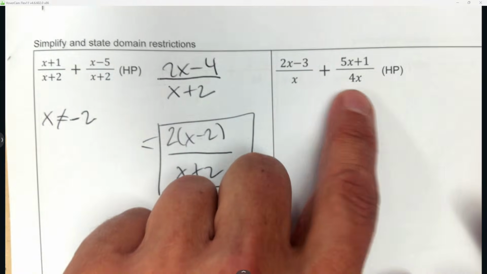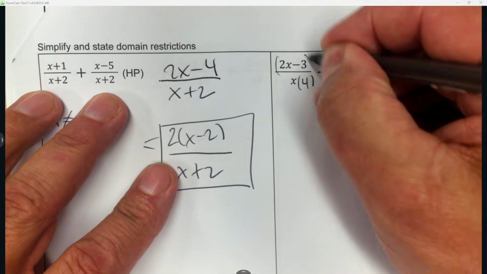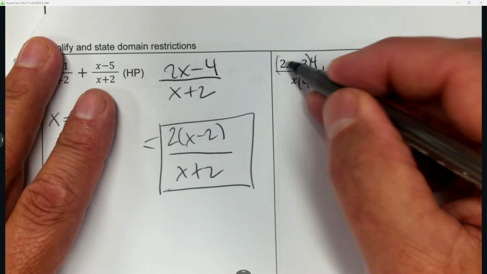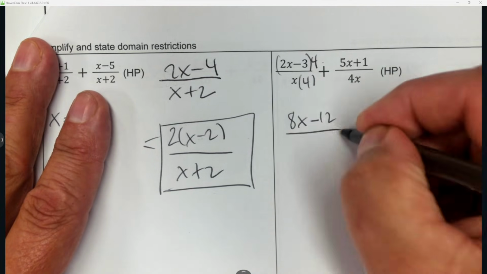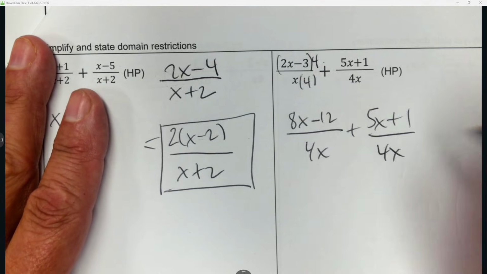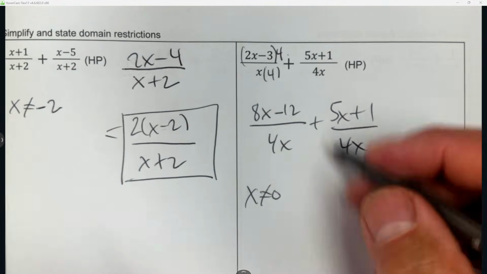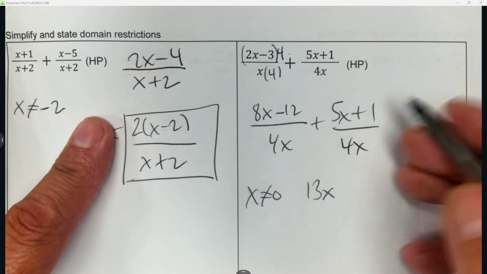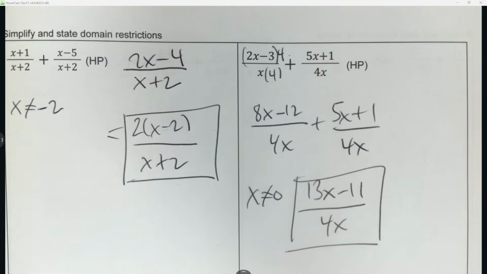And I have my answer. Here, the denominators are not the same, but to make them the same, I'm going to multiply top and bottom times 4. So when I do that, 4 times 2 is 8x. 4 times negative 3 is negative 12. Now the denominators are the same. x cannot equal 0, and we add the top. So 8 plus 5 and negative 12 plus 1, and the denominator stays the same.